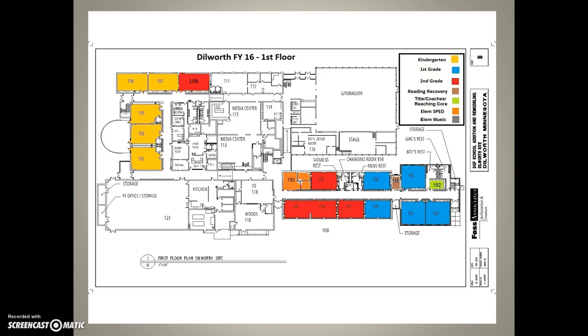This is our existing Dilworth site as far as the floor plan. On the first floor, we have 5 classrooms for second grade, 5 classrooms for first grade in the blue, and 5 classrooms for kindergarten. We have 1 classroom, room 111, which is our early childhood. That's the only room that we have. We have 1 classroom at each of our sites for early childhood.